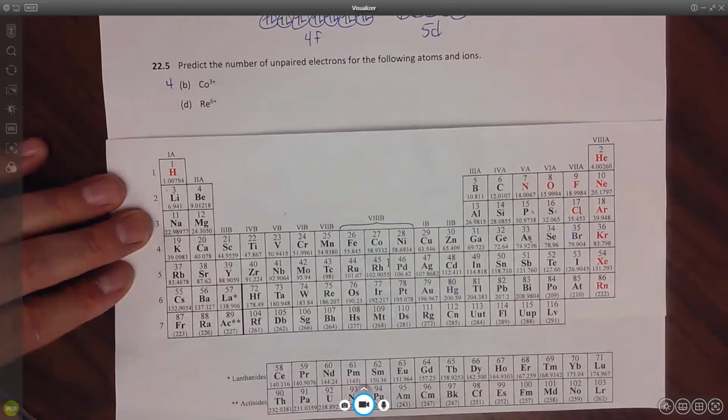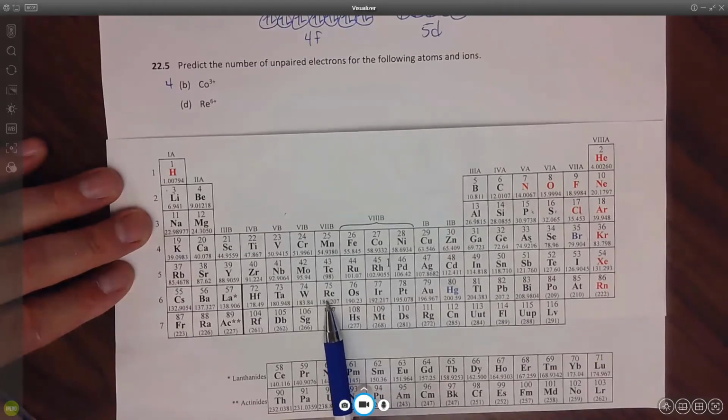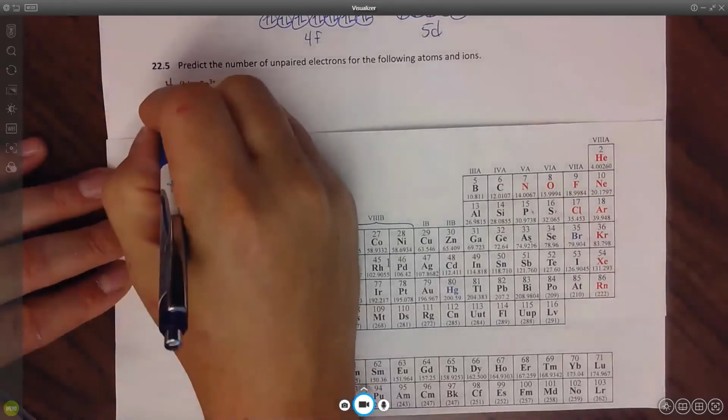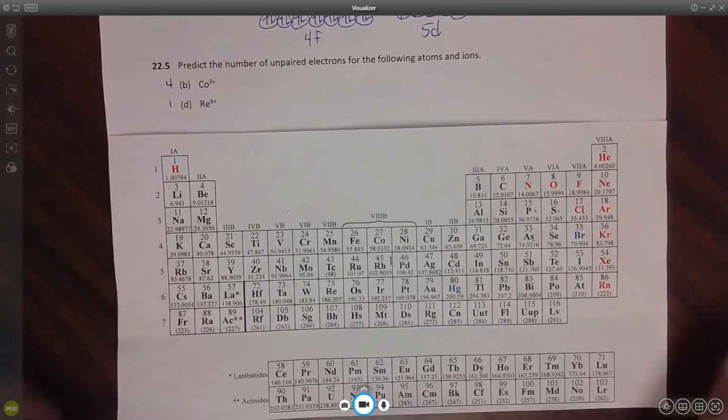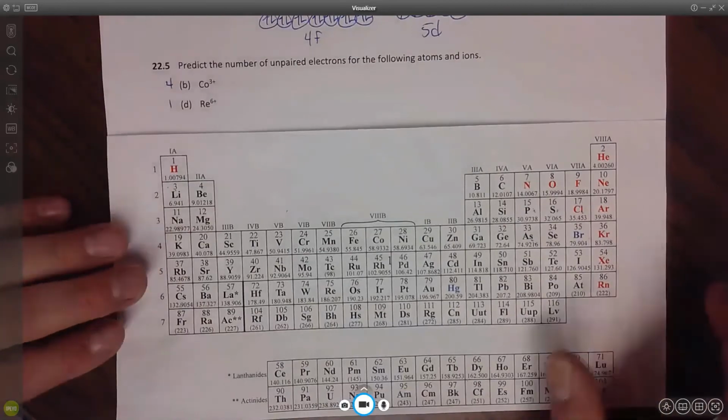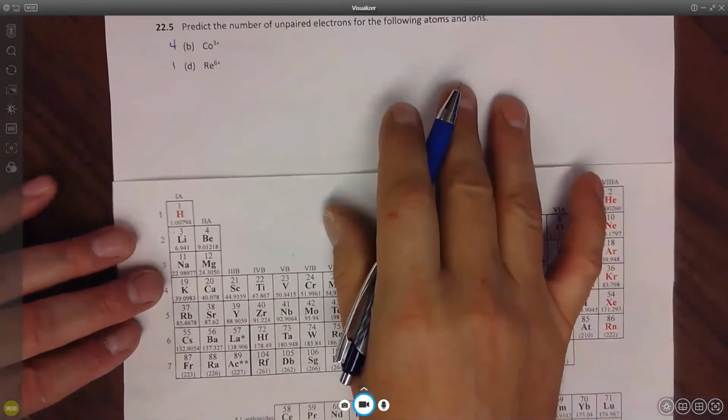I'm trying to find it on the periodic table. Where is it? Rhenium? Yeah. Okay, so 1, 2, 3. Would it have 1? You're saying 1? Wait. Hannah, how many do you think? I'd also say 1. 1? That was just an educated guess, just saying. Okay, so let's go through and do it real quick then.